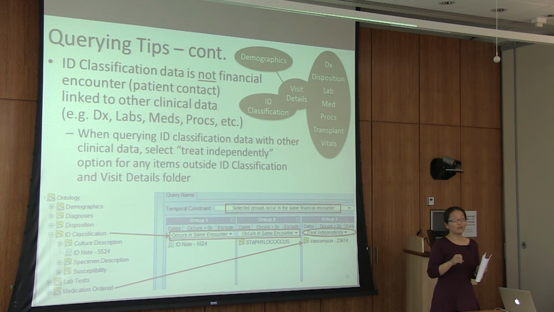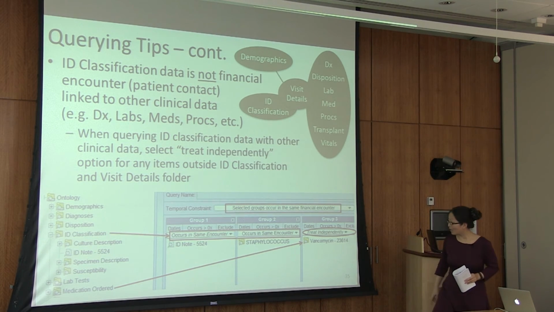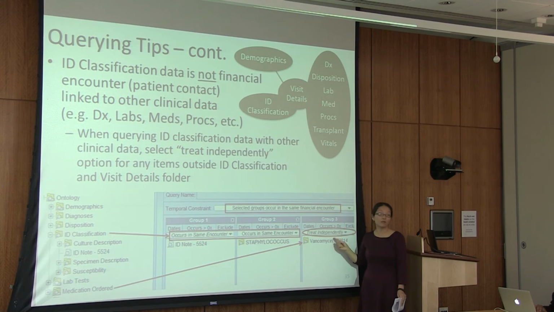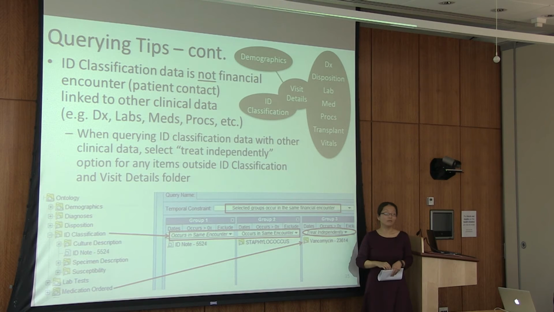So the only thing you can link together if you're doing an infectious disease section, unfortunately, is link ID note and Staph aureus together. However, if you want to know if the medication was given, unfortunately, right now, at the moment, you'll need to treat them independently and try to date range them. I am sorry to say.